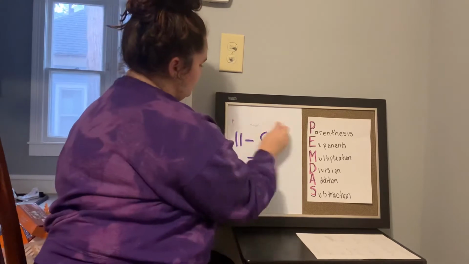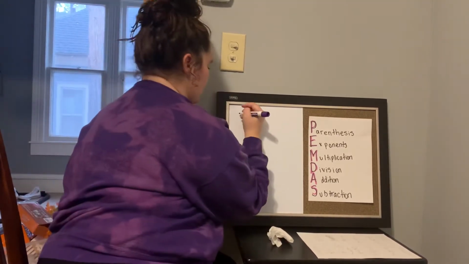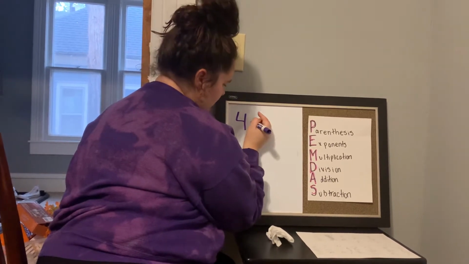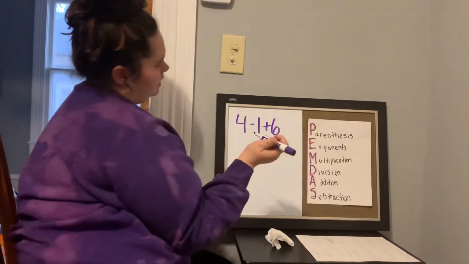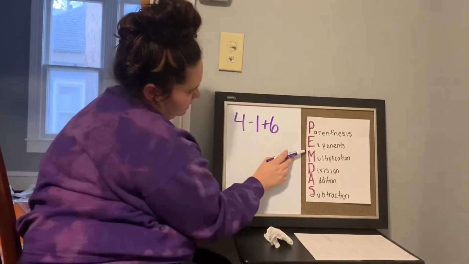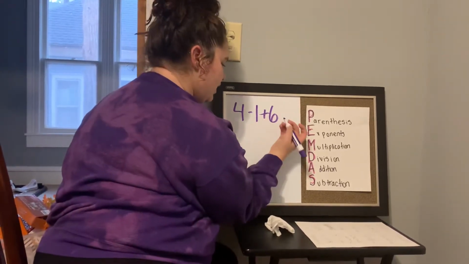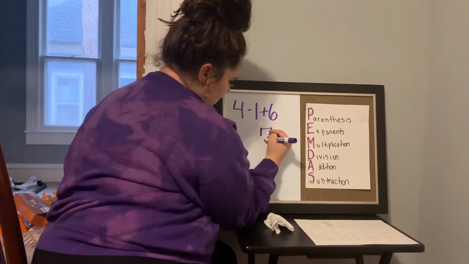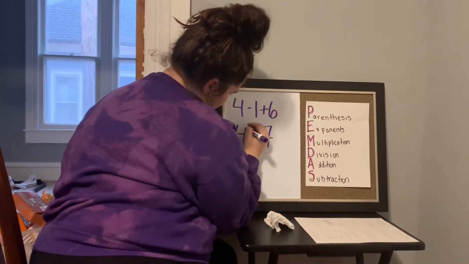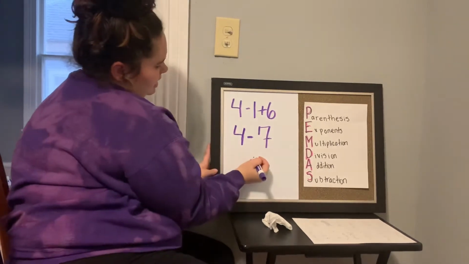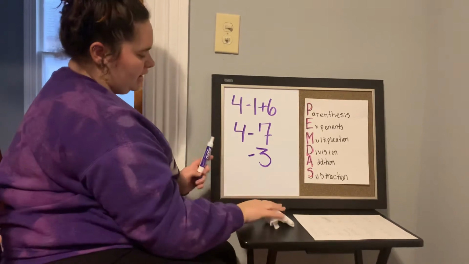Now we'll do a similar one. We have 4 minus 1 plus 6. Again, we don't have any of these, right? But we do have addition. So we have 1 plus 6, which is 7. Now we have 4 minus 7, which is negative 3. So there's our answer for that one.